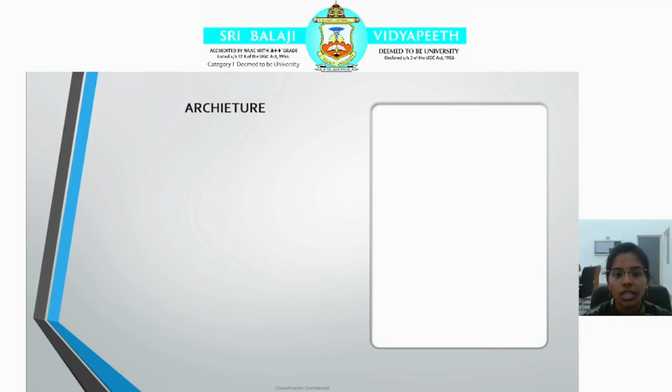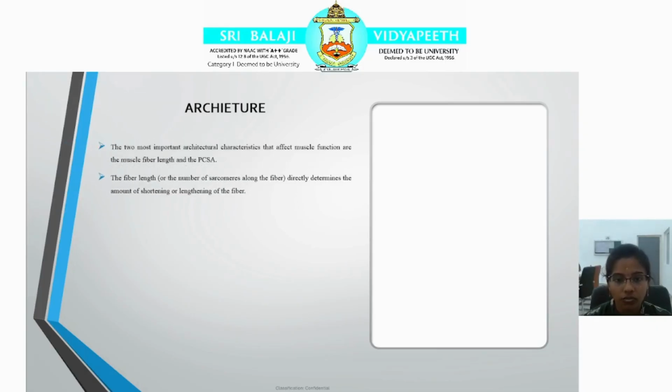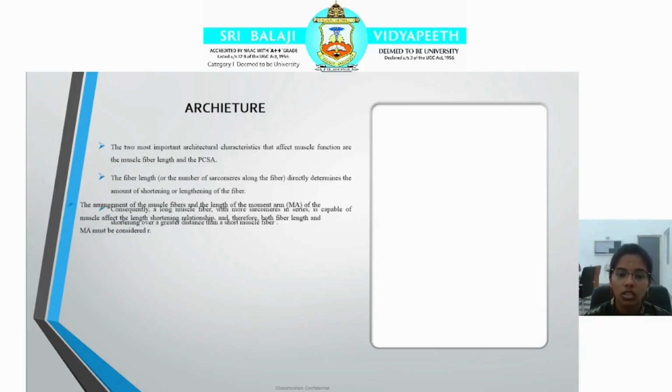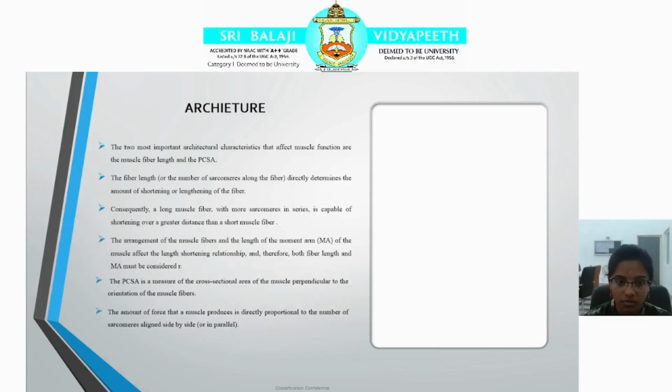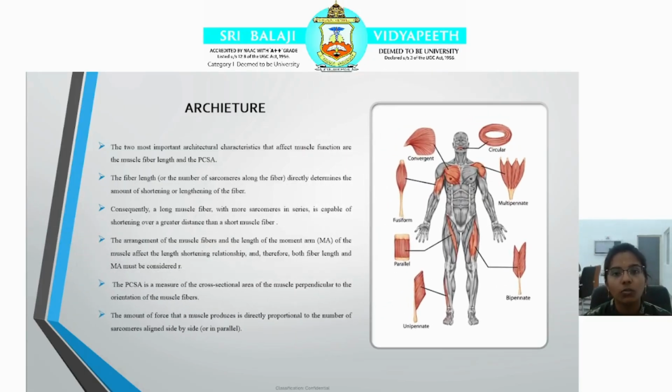So now we'll see about architecture. The two most important architectural characteristics that affect muscle function are muscle fiber length and the physiological cross-sectional area of the muscle. The muscle fiber length directly determines the amount of shortening as well as lengthening of the fiber. Consequently, a long fiber with more sarcomeres in series is capable of shortening over a greater distance than a shorter muscle fiber. The arrangement of muscle fibers and the length of the moment arm of the muscle affect the length-shortening relationship. Both muscle fiber and moment arm must be considered.